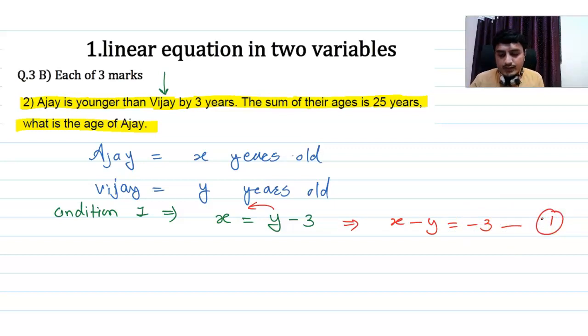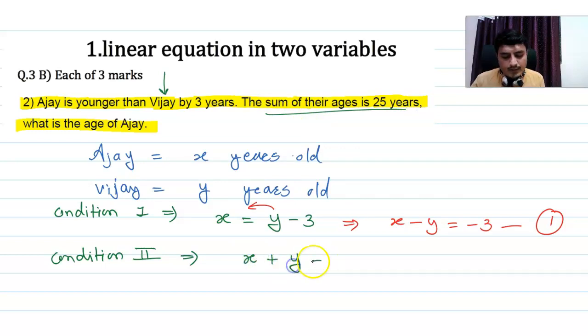Look at the second condition. As per the second condition, we get the other equation in x and y: the sum of their ages. That means age of Ajay plus age of Vijay equals 25. Call it equation number 2.